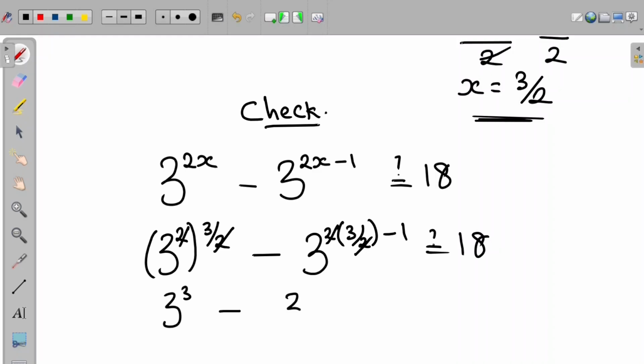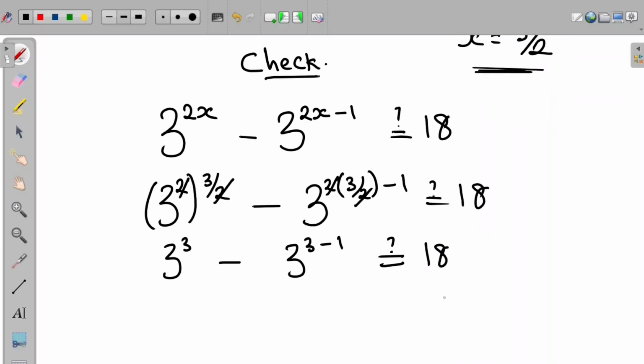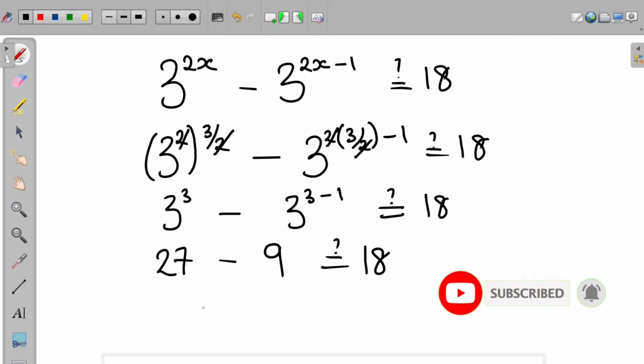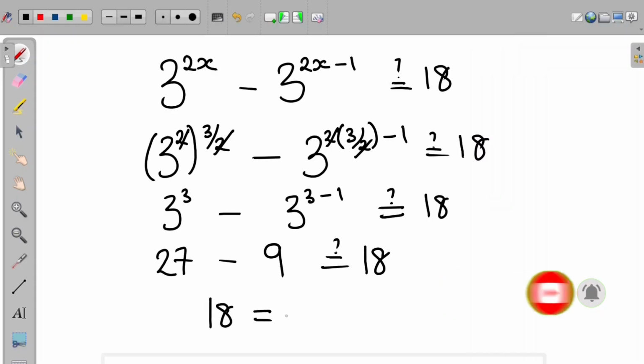So we'll be left with 3 raised to the power of 3 minus 3 raised to the power of 3 minus 1 equal to 18. So 3 raised to the power of 3 is 27, minus 3 minus 1 is 2. 2 raised to the power of 3 is 9, equal to 18. So 27 minus 9 is 18. So therefore, our answer is correct.